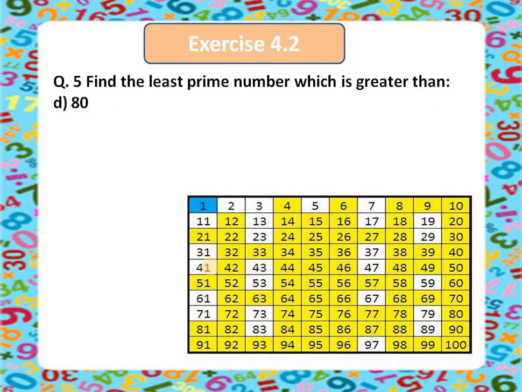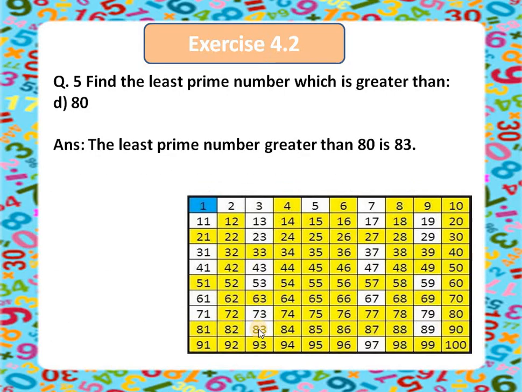D part, 80. So look here, this 80 number, and you will go to the next number, 81, no, 82, no, then 83. Yes, it is the prime number and it is greater than 80 also. So the answer is 83. The least prime number greater than 80 is 83.